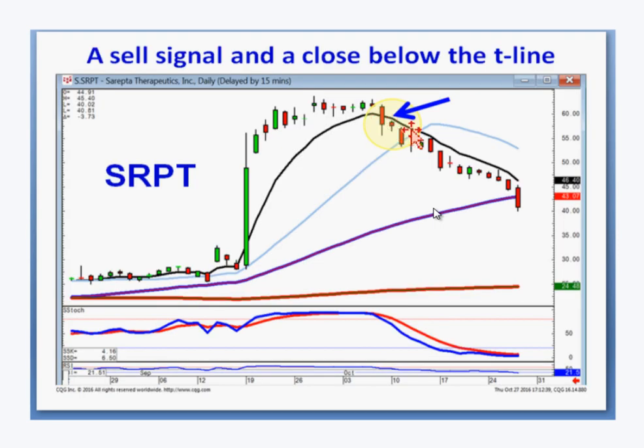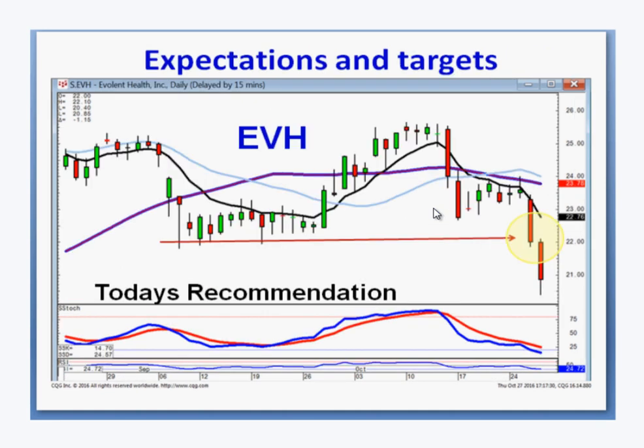The only big trades that we've had recently are being short some of the biotechs. We can see we had a sell signal here and a close below the T-line. This makes it very easy to sleep at night, knowing that all we have to do is stay short until we see a buy signal way too far away from the T-line, or a buy signal and a close above the T-line. We recommended EVH today because notice what happened here.